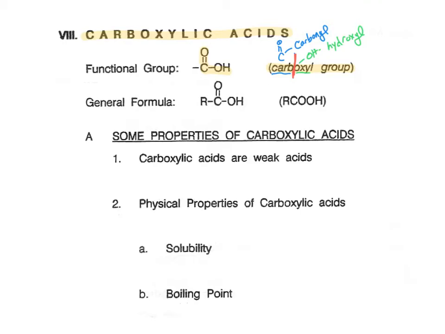The general formula is RC double bond O OH, and then we can remove that and put it into a condensed general formula, and we get RCOOH, or more simply RCO2H. That is the more common form of it.